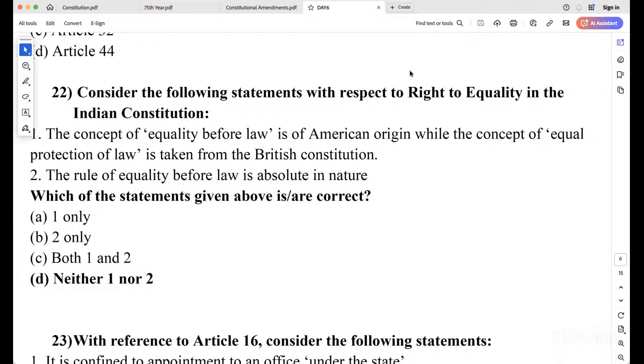Then, the rule of equality before law is absolute in nature. Is it absolute? Then what are those exceptions? Diplomats, presidents, governors, even they are not equal before law. With respect to civil matters, when they are in office, no inquiry is supposed to be started. If it is a criminal matter, only after a certain notice can we do the inquiry itself. Clear? So these are certain things.